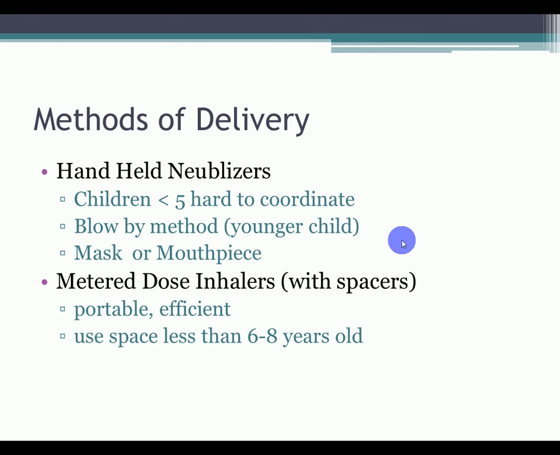Methods of delivery, there are the handheld nebulizers, and we've already been over these. We went over this stuff when y'all did your sim lab, so I'm not going to go over it a whole lot. Handhelds are hard for children less than 5. They can't coordinate well, so they do the blow-by method better, either by putting on a mask or a mouthpiece. And then we've already talked about metered dose inhalers with and without spacers. They're portable, efficient, and usually for less than 6 to 8 years we use spacers for sure. But you know, with the latest evidence-based practices, really even adults should use spacers. So spacers are really the newer thing that's in.